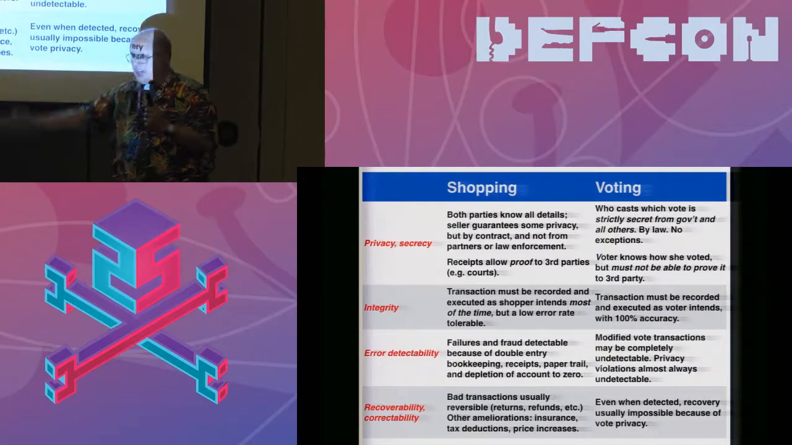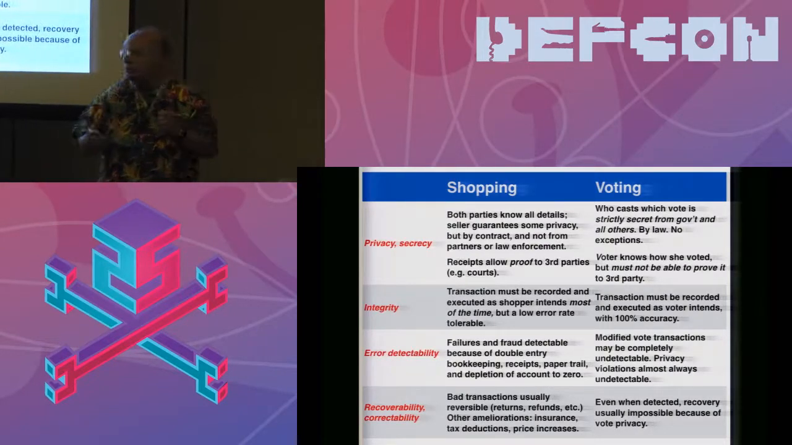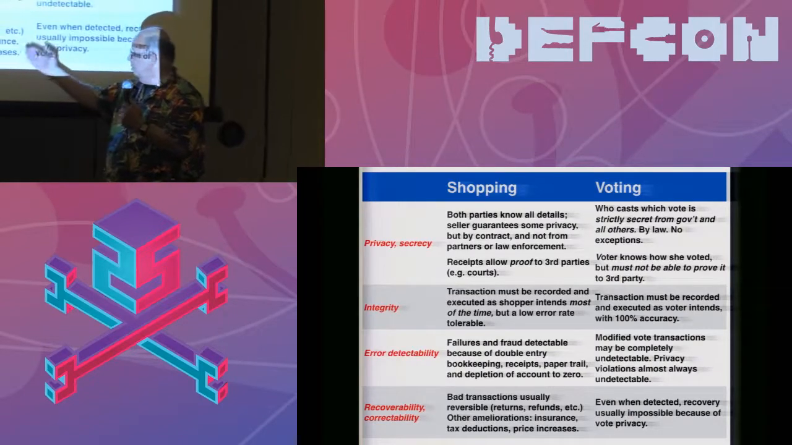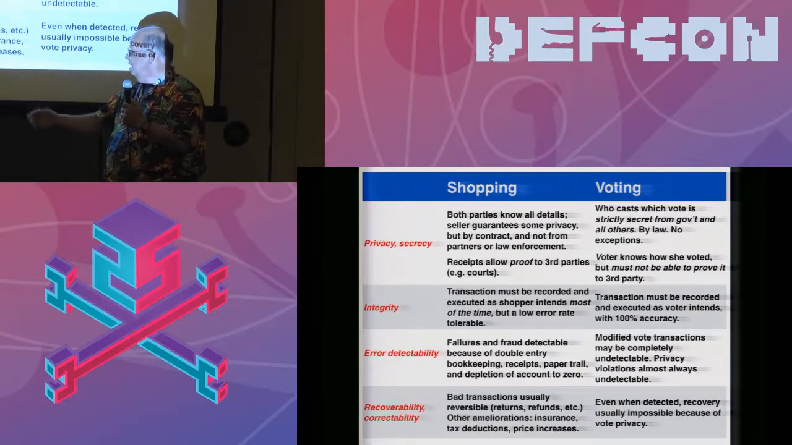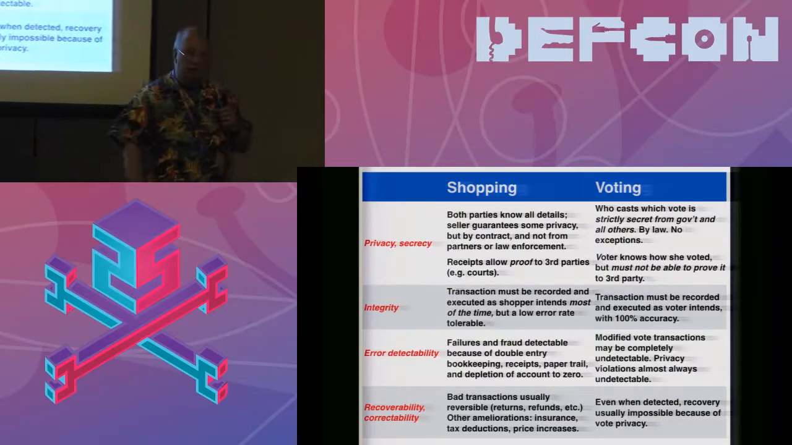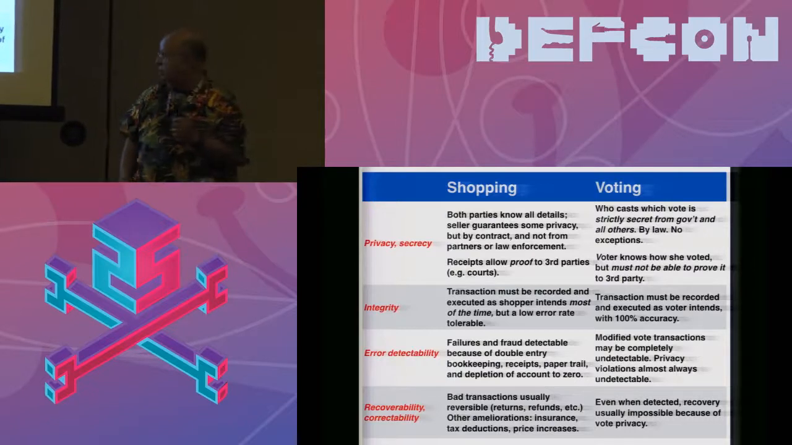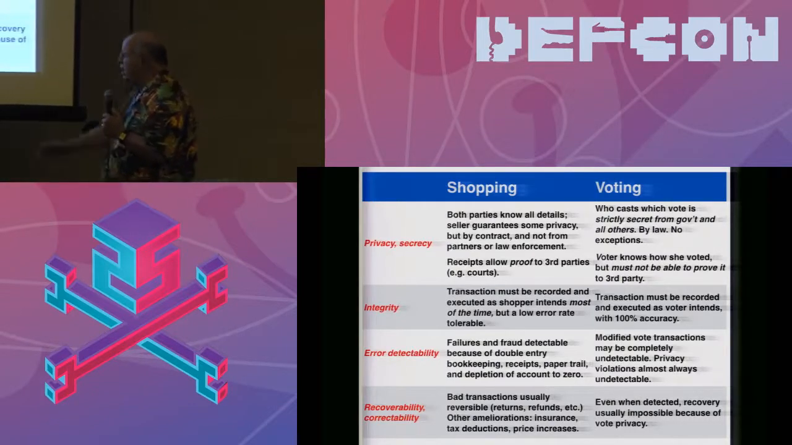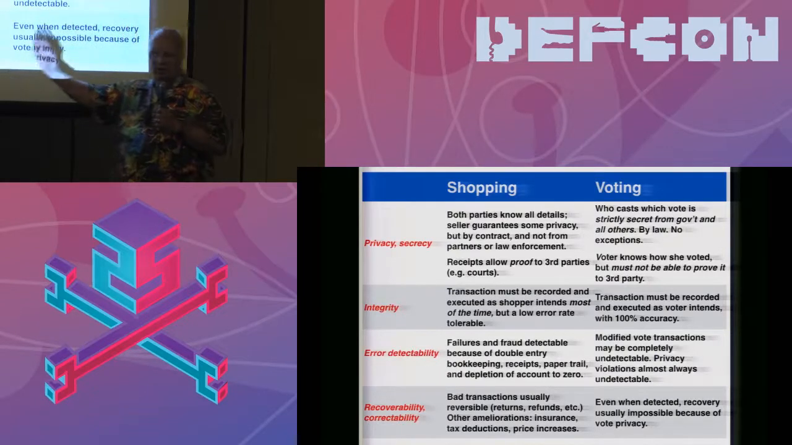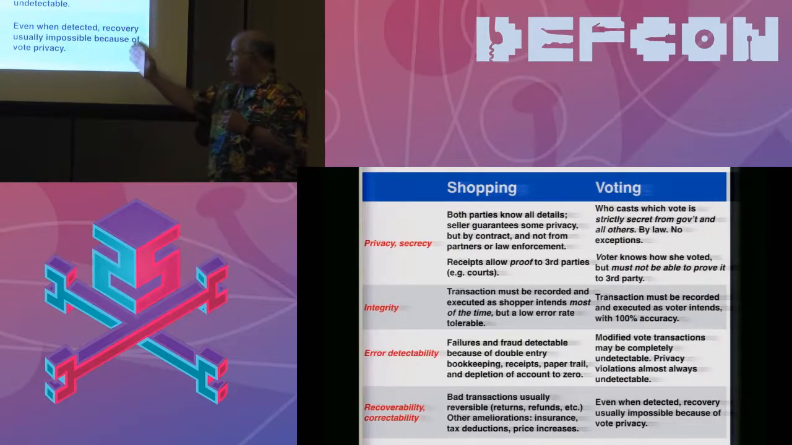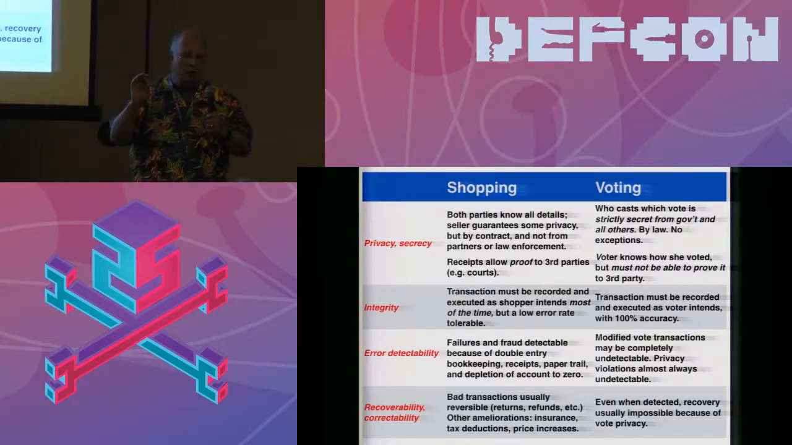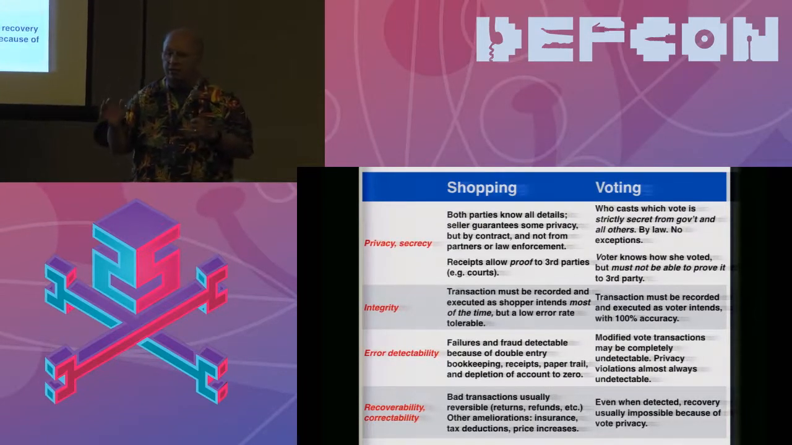In the case of the shopping world, there are all kinds of ways to recover from bad transactions. Many times they're reversible with returns or refunds. Other ameliorations like insurance and tax deductions and just price increases to recover the losses. There are all kinds of ways to deal with the risk of faulty or fraudulent transactions in the commerce world. But even if you detected in the voting world that there was a fraudulent vote cast, you wouldn't be able to do anything about it.